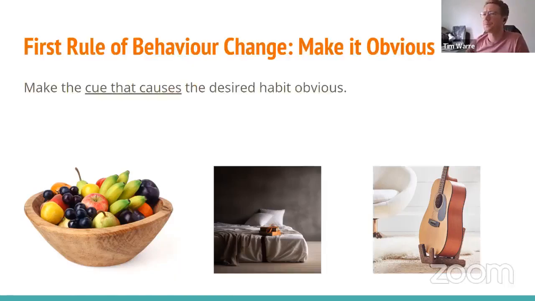Okay, so we say make the cue that causes the desired habit obvious, very visible, in a place where you're always passing through. Put the fruit bowl right by a place where you always pass. You're like, an apple, I'll grab it.